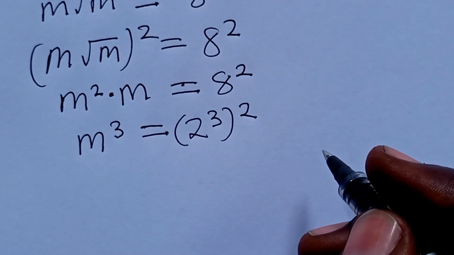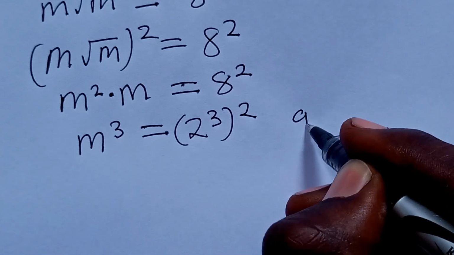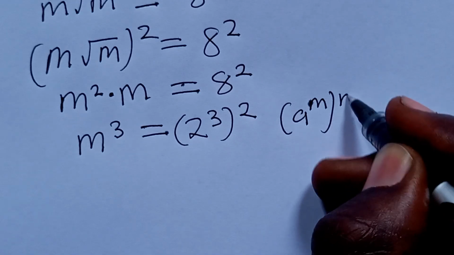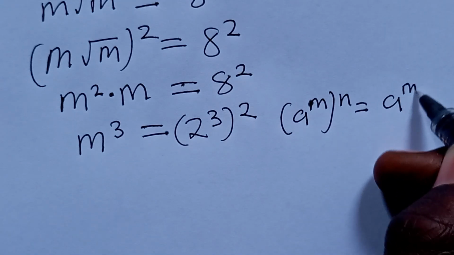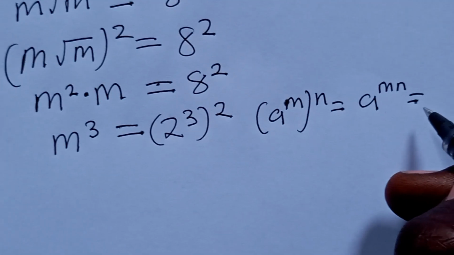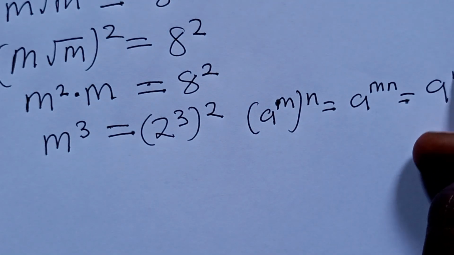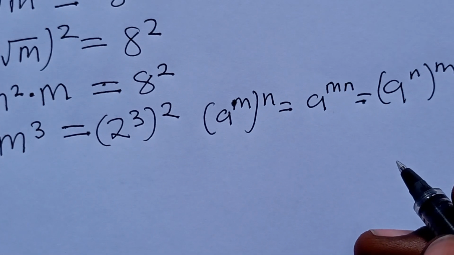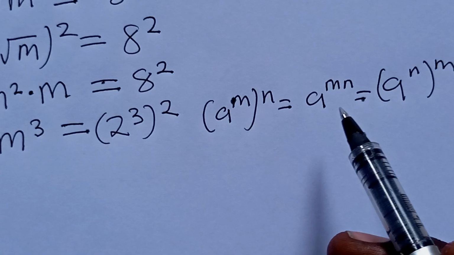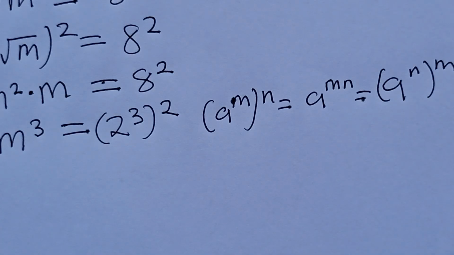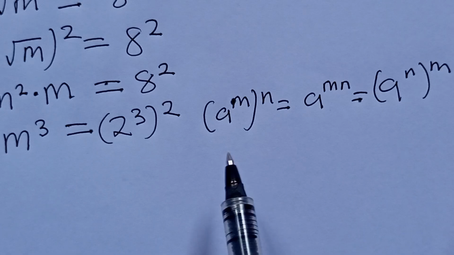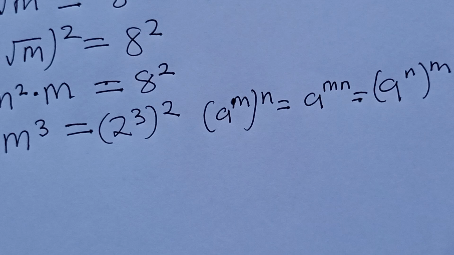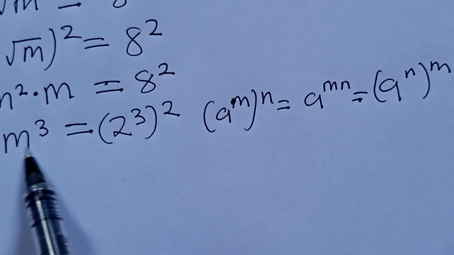So remember our power over power law. We have a to the power of m all to the power of n is the same thing as a to the power of mn, and it's still the same thing as a to the power of nm. So this can be written as this and also as this. So since we have this from the power over power law from indices, now we apply that here.